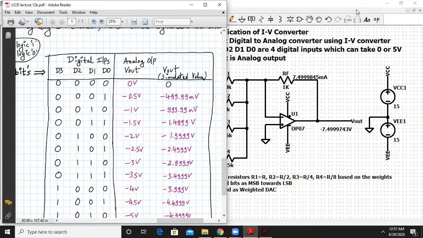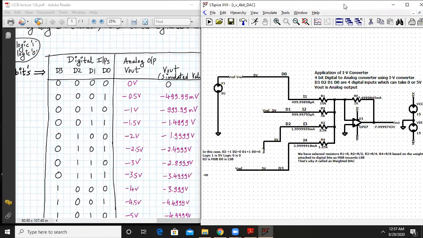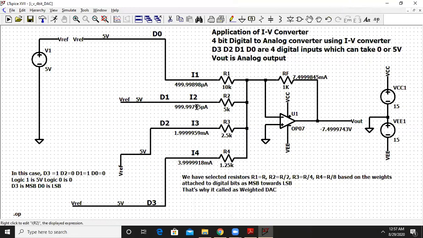Now let us explore further. Let us check the last thing over here. Why are these currents coming this way? Okay, now let us concentrate on this. Current I1 is basically 5 volts divided by 10k. So 5 volts divided by 10k is what? 0.5 milliampere. So as you can see clearly.